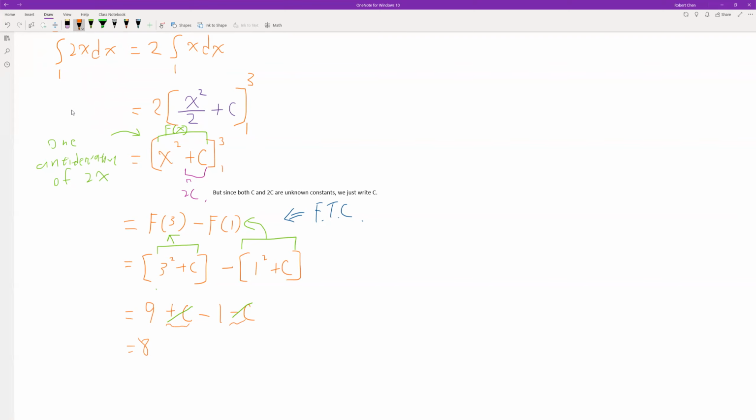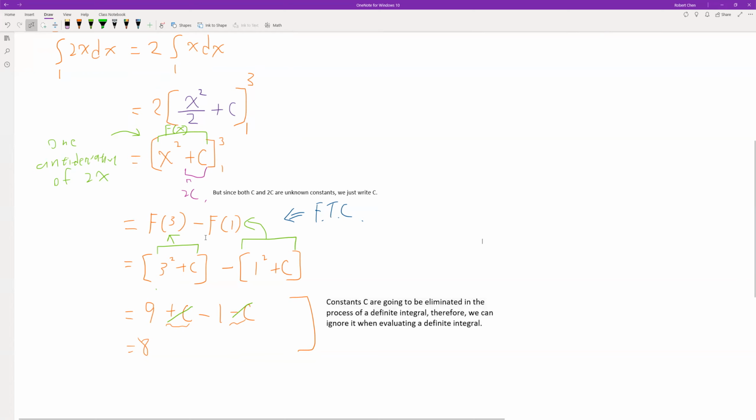So this is one thing we can do. The constants c are going to be eliminated in the process of a definite integral. Therefore, we can ignore it when evaluating a definite integral. Okay.